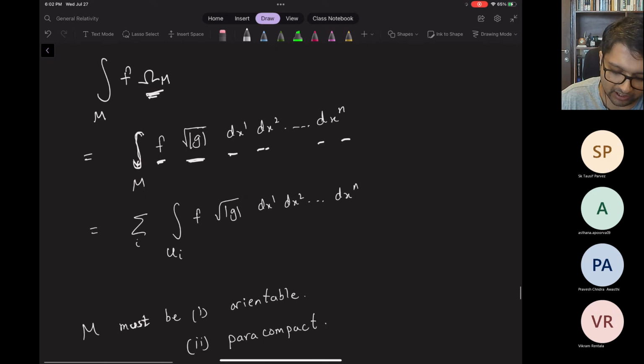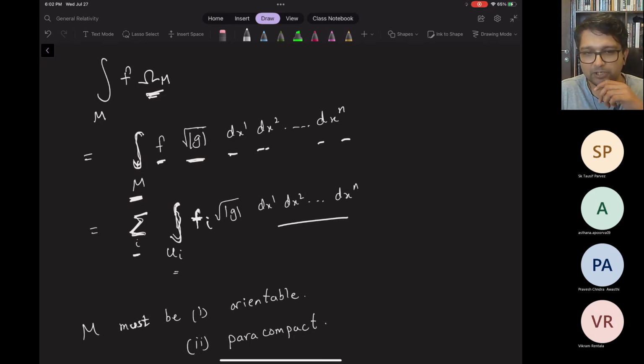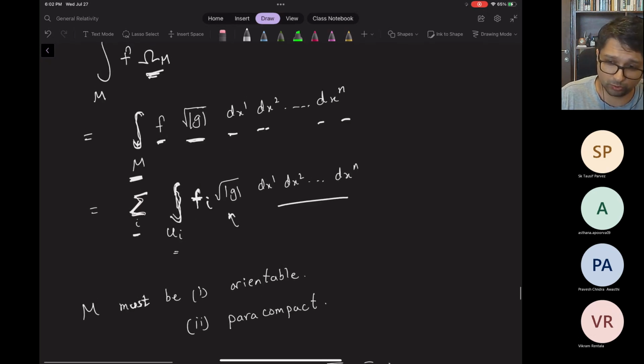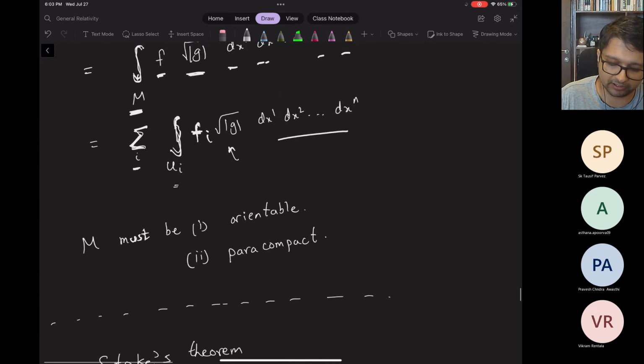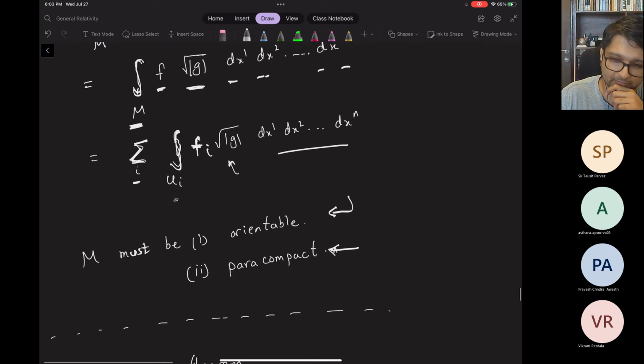And again, if I want to define this integration over many coordinate patches, I do a partition of unity. I write this as a summation over f_i, integration over coordinate patches, where I is the sum over coordinate patches, dx1 to dxn. So this defines how I do the integration over a manifold when I have a metric. The two conditions for this integration to be well defined are that the manifold must be orientable and it must be paracompact.